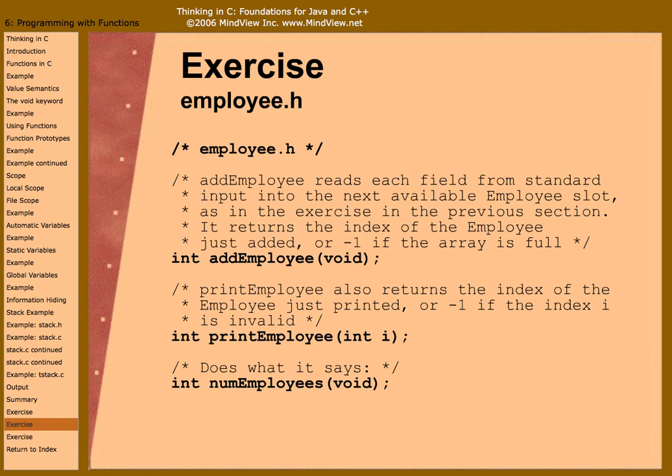Print employee will take an integer argument, which represents the index of the employee you want to print out, and so of course it has to be within the correct range from 0 to the number of employees that have been entered. And in fact, you want to also provide a function called numEmployees, which returns that number. So this is all patterned after the stack example that we've seen.